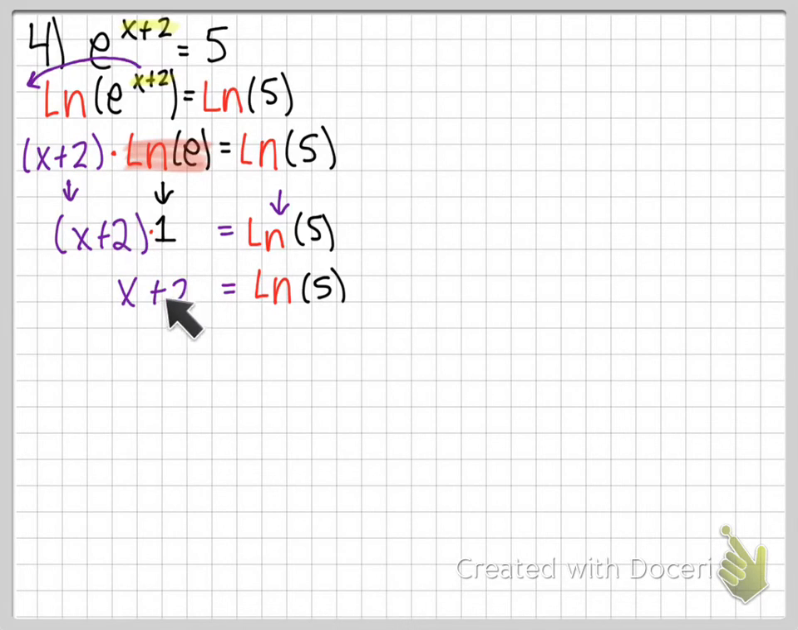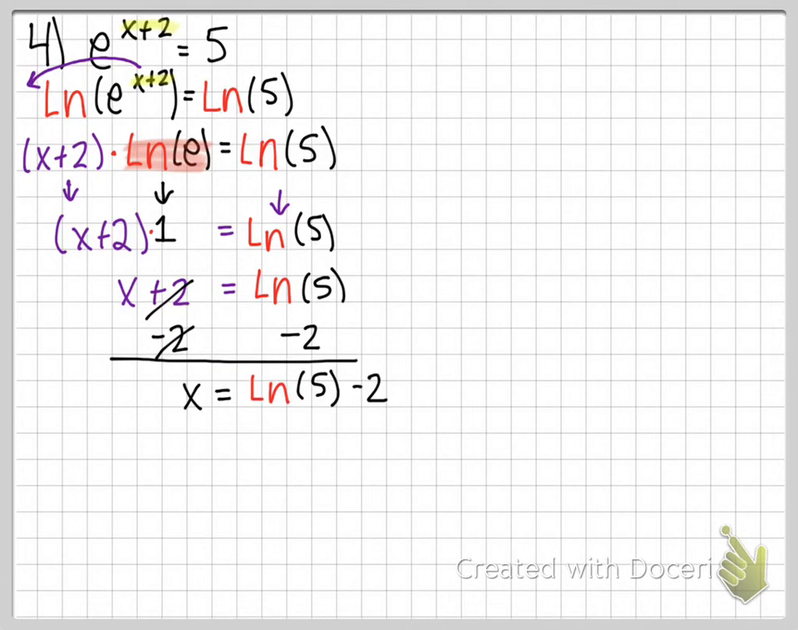Well, how do you get rid of that plus 2? You're going to subtract it from both sides. So that cancels, and we're left with x equals the natural log of 5, or ln 5, minus 2. So if you have ln e and you put that in your calculator, it equals 1.